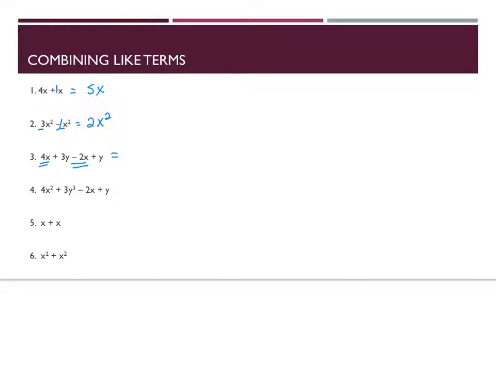4x take away 2x, 4 minus 2 leaves 2, and I keep the x. 3y and y are like terms. Positive 3y plus 1 more y is going to total positive 4y. Now notice, 2x plus 4y doesn't make 6 of anything. X and y are not the same letter. They cannot be combined. 2x plus 4y is my final answer.